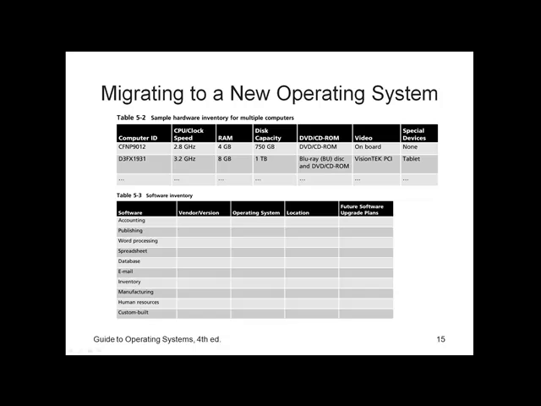This is a pretty good example of a sample hardware inventory sheet for multiple computers, as well as a software inventory for those computers. For instance, some things that you need to have on that inventory: the computer ID, the type of CPU and the clock speed, how much RAM is in the system, the disk capacity, whether or not it's got a DVD or CD-ROM and what type, video cards, and any special devices that need to be known about prior to the installation.